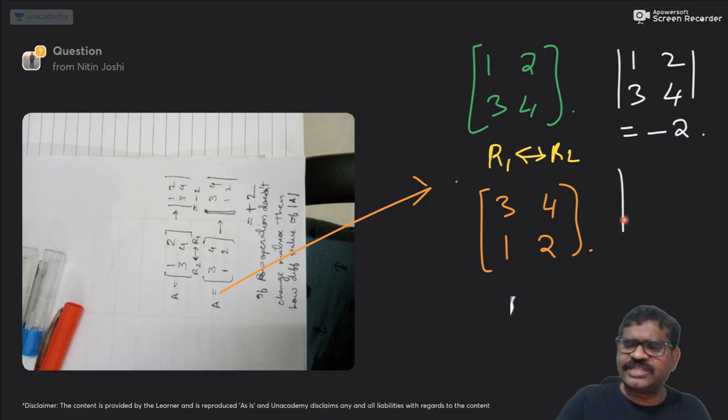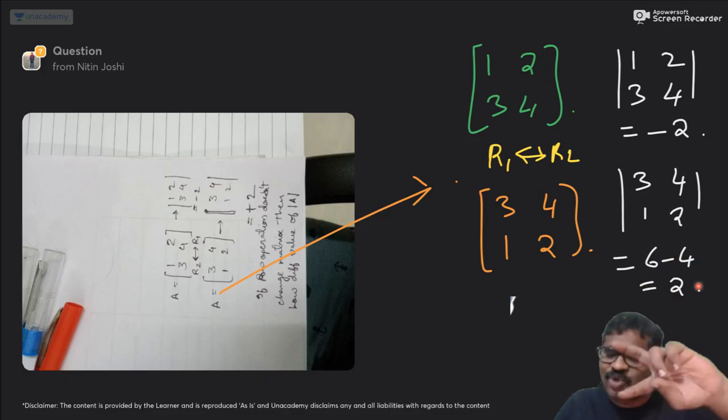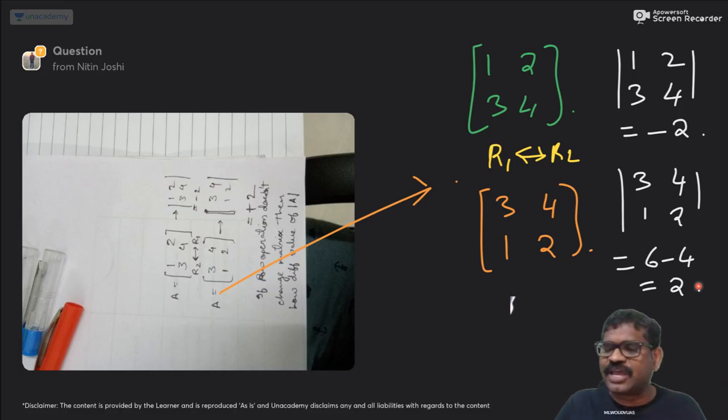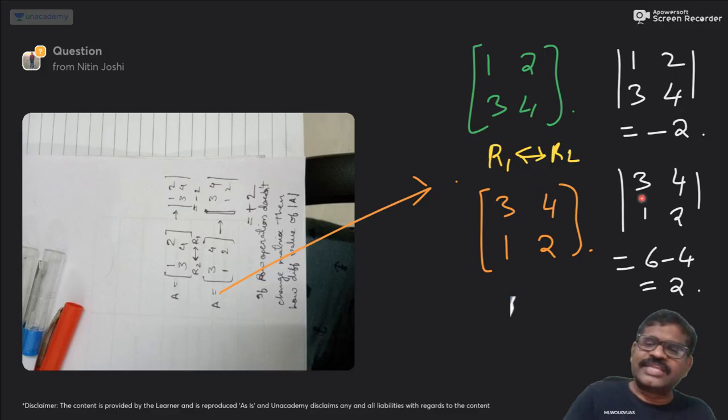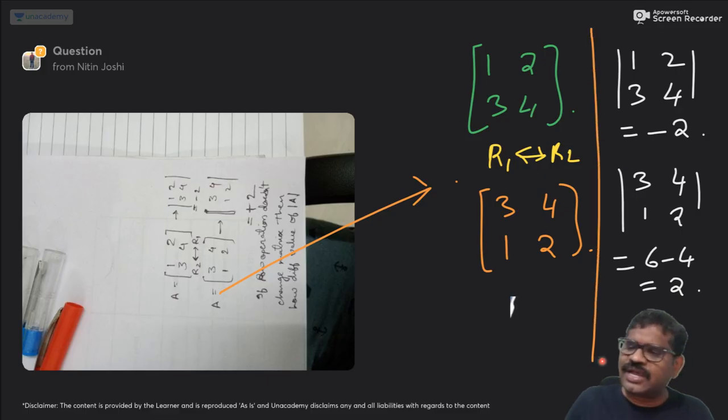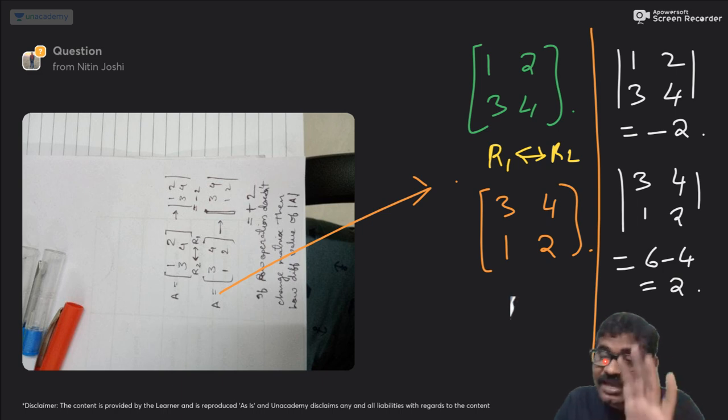If you interchange to 3, 4, 1, 2 like this, 6 minus 4, 2. Sign changes, numerical value same. Interchanging of two rows while finding rank doesn't affect the rank. While calculating determinant value, its numerical value is the same, only the sign changes.